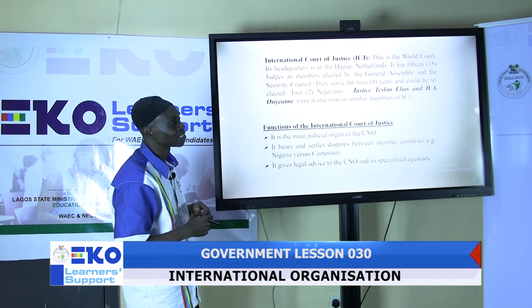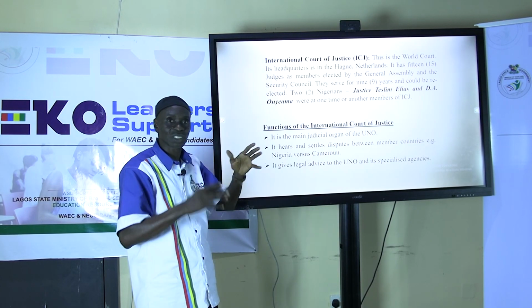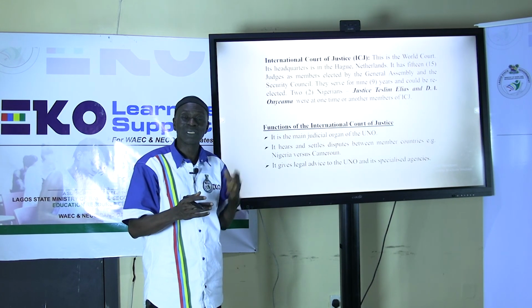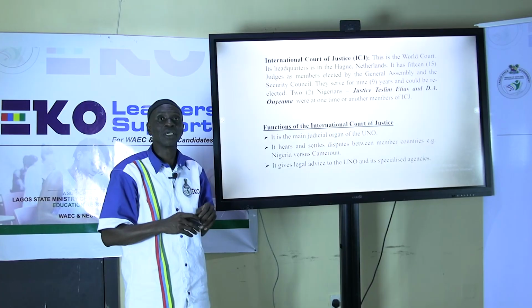The next organ is the ICJ, the International Court of Justice. As the name suggests, in your SS1 syllabus you are familiar with the judiciary as the third organ of government that interprets the law, punishes law offenders and makes sure that the law is not broken. The same or similar thing the ICJ does. When there are issues between or among countries of the world that are member nations of UNO, this is where they go. That is the World Court, the apex court in the world.